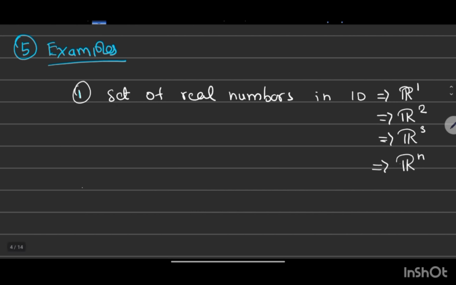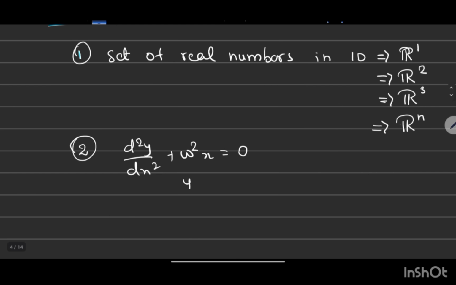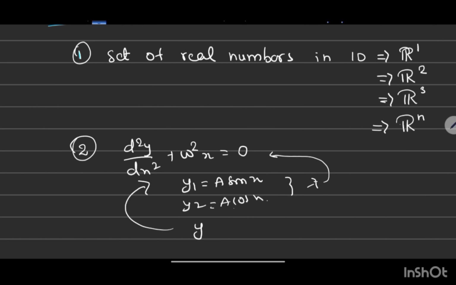Okay, and if you take the solutions of a differential equation, the second order differential equation of a harmonic oscillator, d squared y by dx squared plus omega squared times x is equal to 0. Its solutions we know: y1 is equal to a sin x and y2 is equal to a cos x, and any linear combination of these will also be a solution of this equation. So this is one solution, this is another solution. Make any linear combination of these two solutions, and it will again satisfy this equation. So it's also qualified to be called a linear vector space.